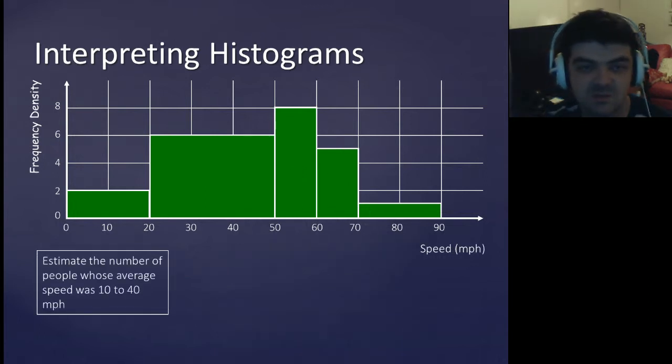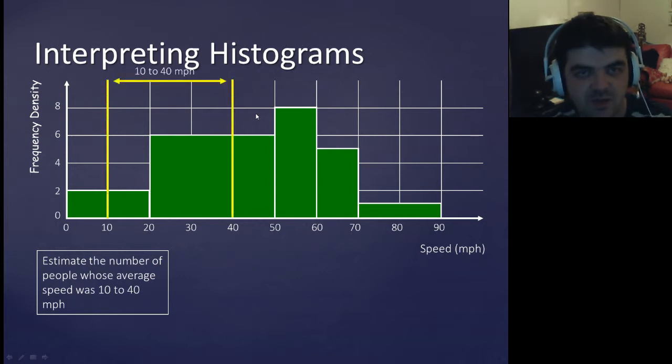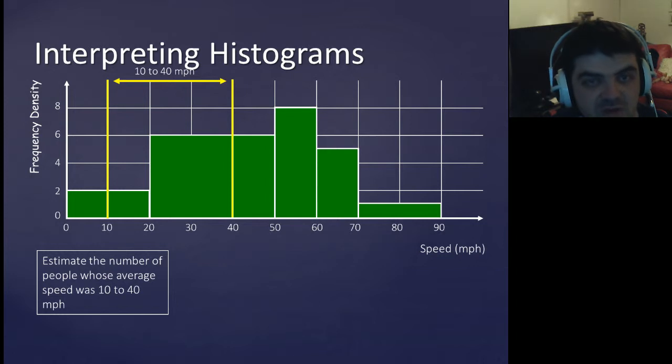Estimate the number of people whose average speed was 10 to 40 miles an hour. So we're going to have a line at our 10 and a line at our 40, and we're going to have to work out the area underneath these two bits, which would give us the frequency. In the first one, rectangle 1, we've got a width of 10 and a height of 2. So 10 times 2 gives me 20.